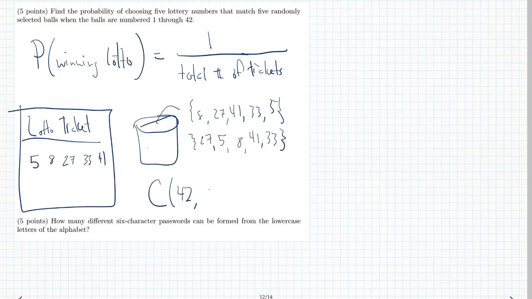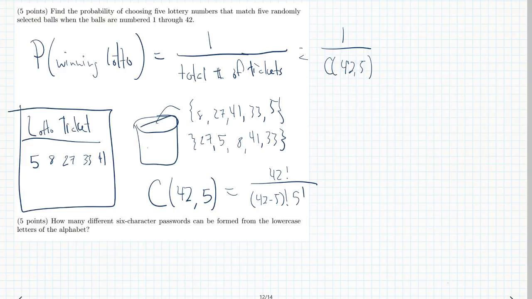And how many did we choose? 5 of them. So our answer here is 1 in that combination of 42 and 5. And come test time, you can leave it that way. If you want to try and calculate this, you're more than welcome to. It goes 42 factorial over 42 minus 5 factorial, and then a 5 factorial. So this is 42 factorial over 37 factorial and 5 factorial.